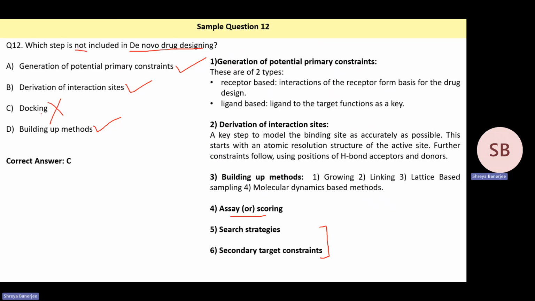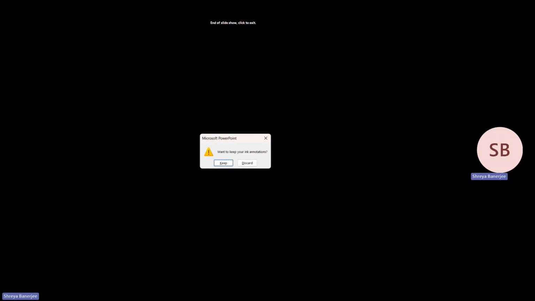Docking is not a step involved in de novo drug designing, because de novo means starting from scratch, and in docking you already have to know the structure of the target and have a library of ligands. So docking is involved when you know the structure of the protein target and the structure of different ligands. So it is not part of de novo drug designing. The answer to which is not included in de novo drug designing is docking. That is option C. So that is all the slides.